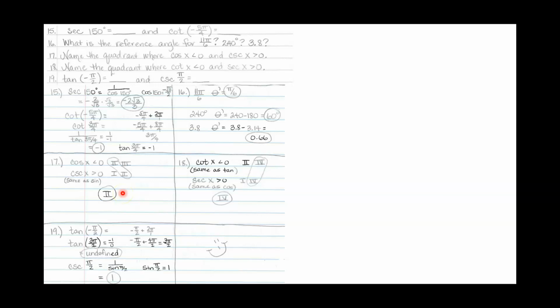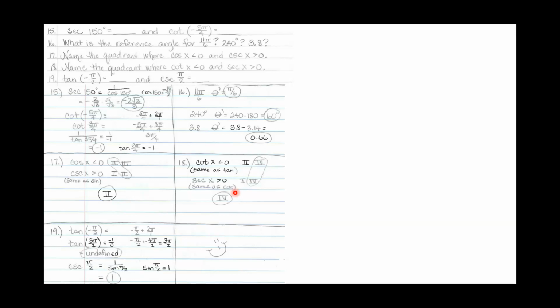Similarly with number 18, they want to know where is cotangent negative and secant positive, right? So cotangent and tangent are the same, so they're negative in the second and the fourth, and secant is the same as cosine, or x, so it's positive in the first and the fourth. So the only way both of those would be true is if I was in the fourth quadrant.